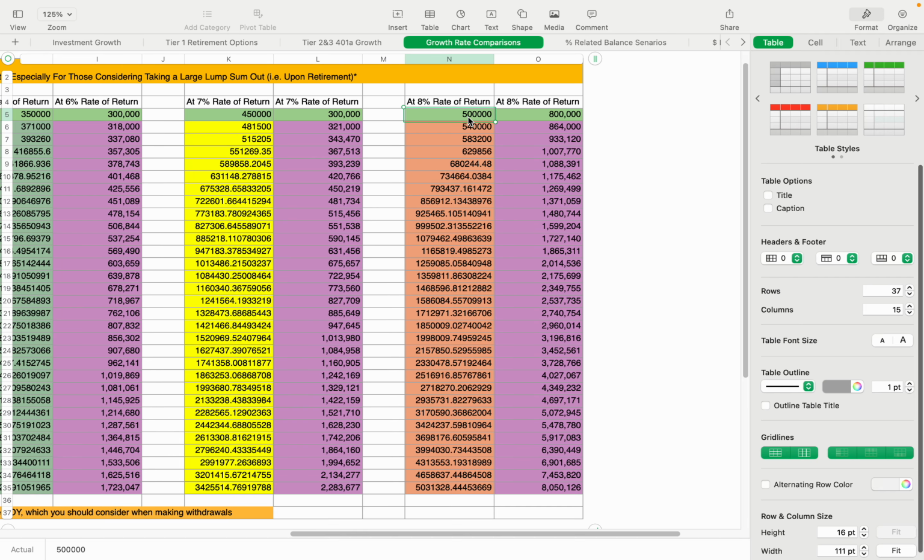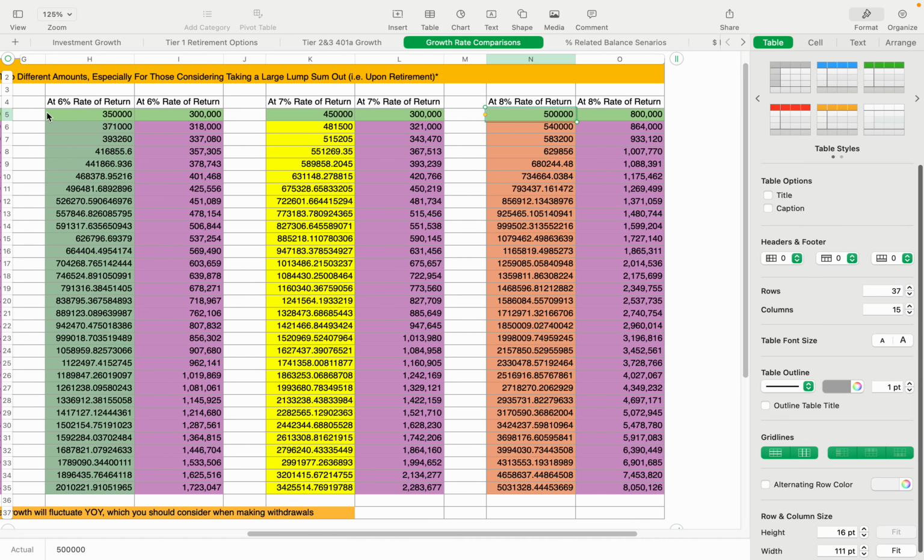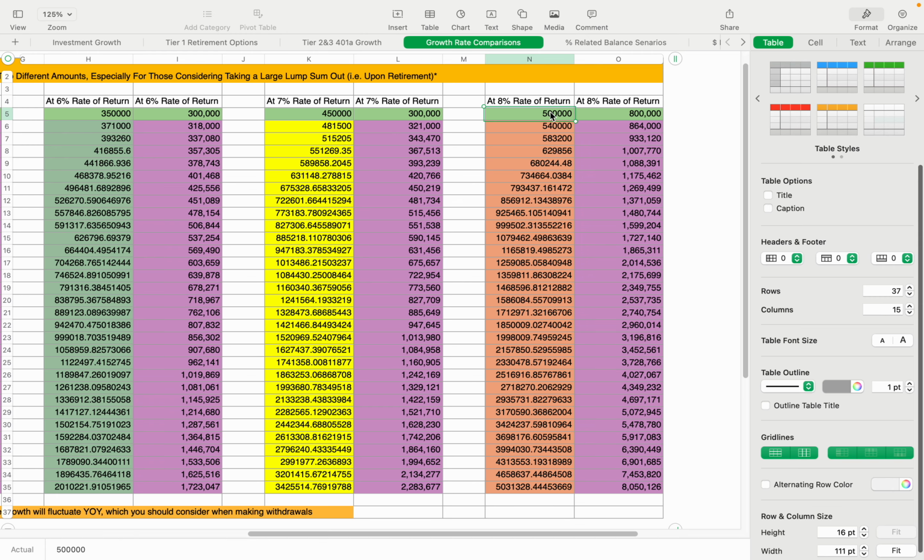So let's just do this and compare it to this column here, which would be 6%. Okay, so we're going to take 350,000 and we're going to take 300,000 and we're going to compare 6% rate of return to 8% rate of return. Now, in this scenario, I took out $50,000, right, before I actually started investing my money. It just came right out.